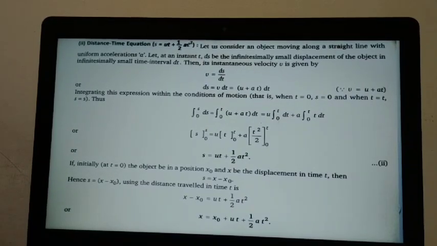Again, s is x minus x0. X minus x0 is where x is the final position and x0 is the initial position. So final position minus initial position is the displacement. X minus x0 is s. So final position will be x equal to x0 plus ut plus half at square. Is it? Final position is equal to initial position plus displacement. Is it okay? So that is your second equation of motion.